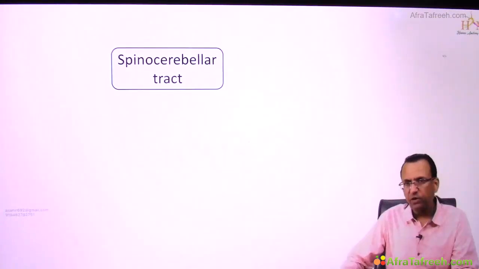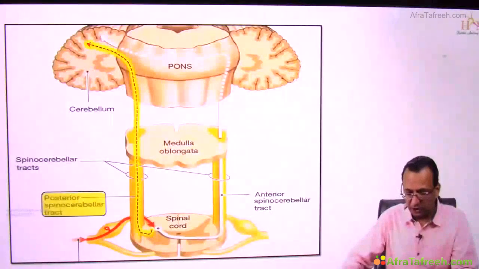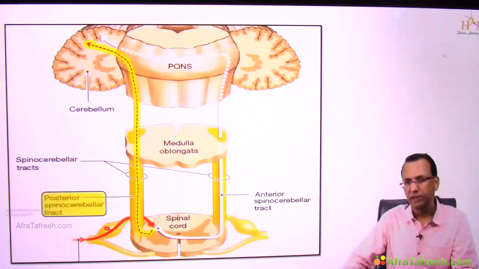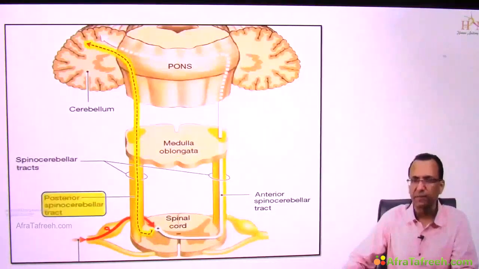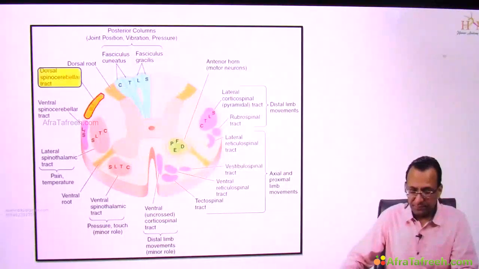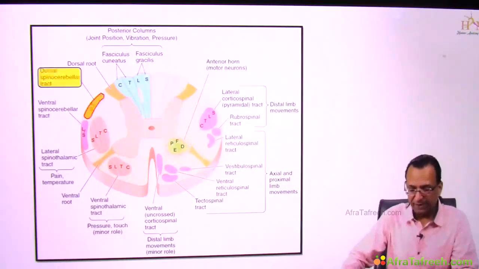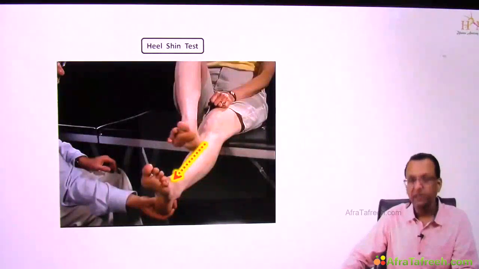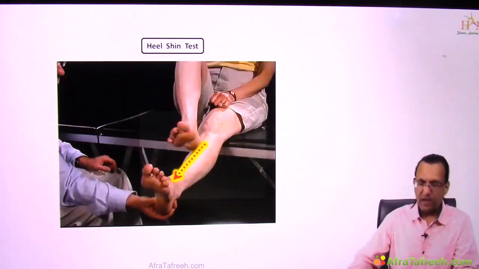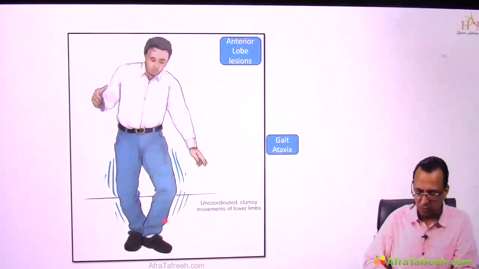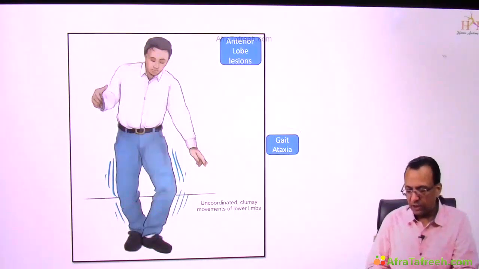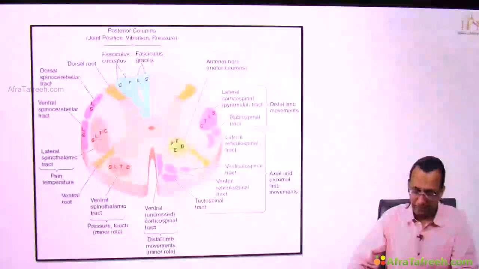We already have discussed these patients. The dorsal spinocerebellar tract, which is running ipsilaterally, is more important, and if it is damaged, then there will be the patient falling to the same side. Okay, what about the heel shin test? Yes, it will become positive on the same side. Patient cannot move the heel straight on the shin. And what is the other thing? The other thing is the patient is unable to walk in a straight line. There is an ataxic gait. This is what we have discussed. Do you remember? Okay, anyway, let us proceed further.